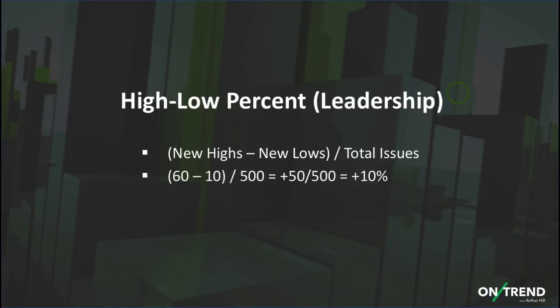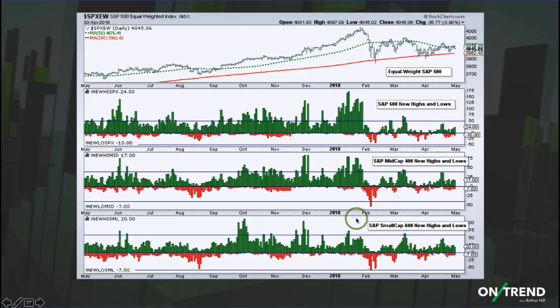You have 60 new highs here, and you have 10 new lows. Then you have plus 50 net new highs. And you divide that by the total issues in the S&P 500, and you get plus 10%. Now, if you have 10 new highs and 60 new lows, then you have a minus 50, and you have minus 10%. And those plus 10% and minus 10% numbers are important, as you're going to see in the chart just after this.